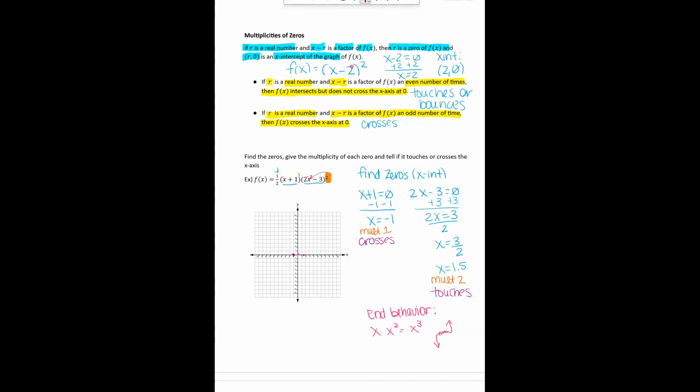Okay, so this side we're going to start down, but at -1 it crosses, right? But at this one it just touches and bounces off. So we're going to go up here, we're going to cross, touch and bounce off, and then come back up. There you go. Like that. Is that cool? Sorry for that. Awesome.